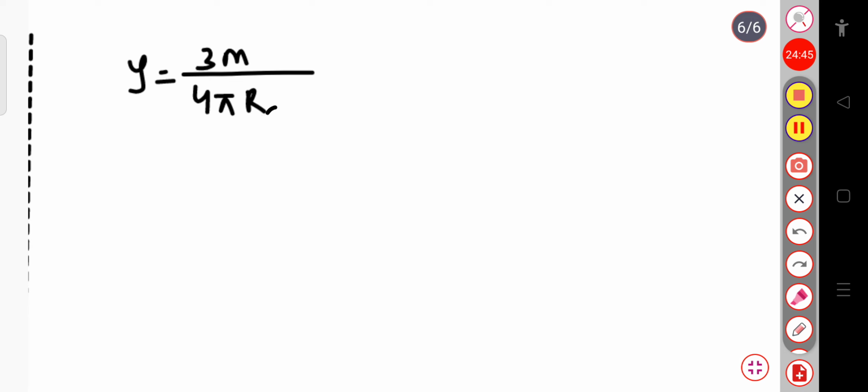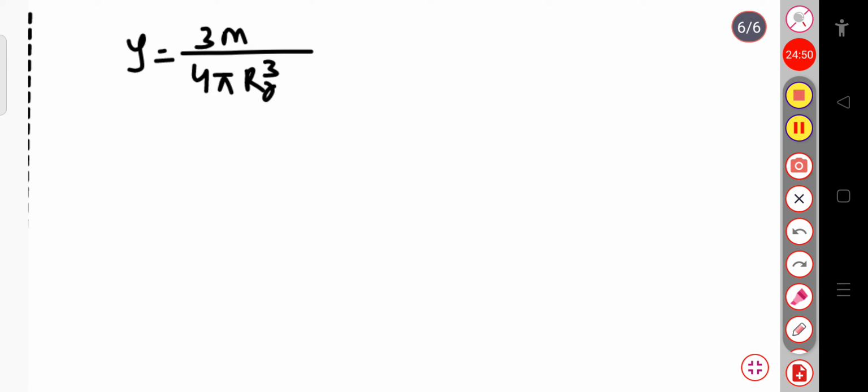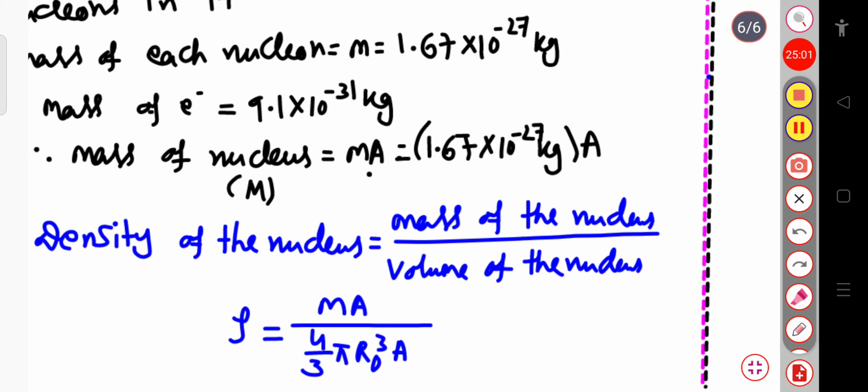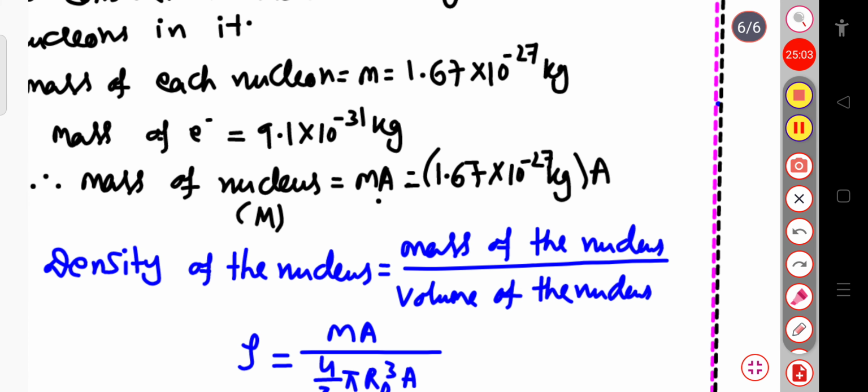And now if I calculate the value of this density of the nucleus, the density is nothing but the total mass of the nucleus divided by the volume V. The mass of each nucleon is 1.67 into 10 power minus 27 kg. So the mass of the nucleus will be equal to m into A, that is 1.67 into 10 power minus 27 kg into A.